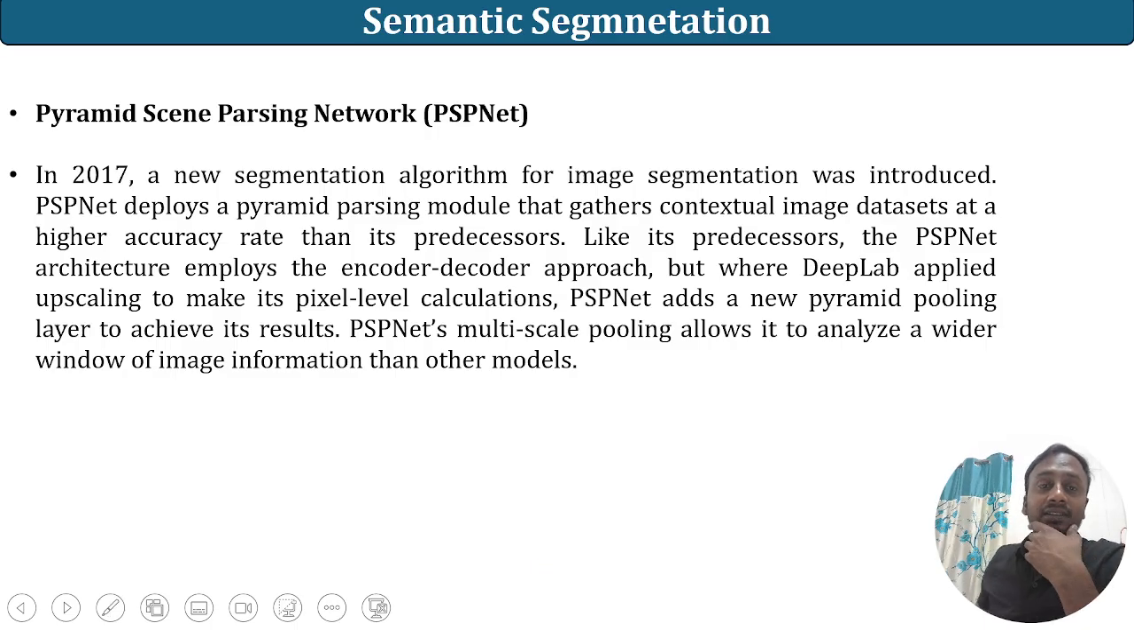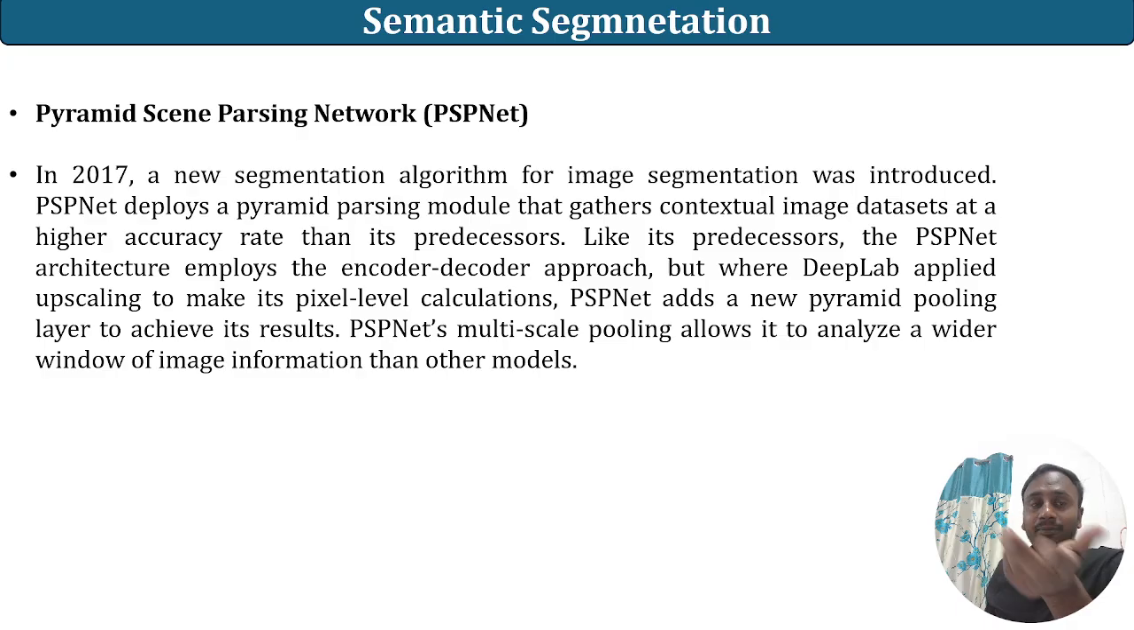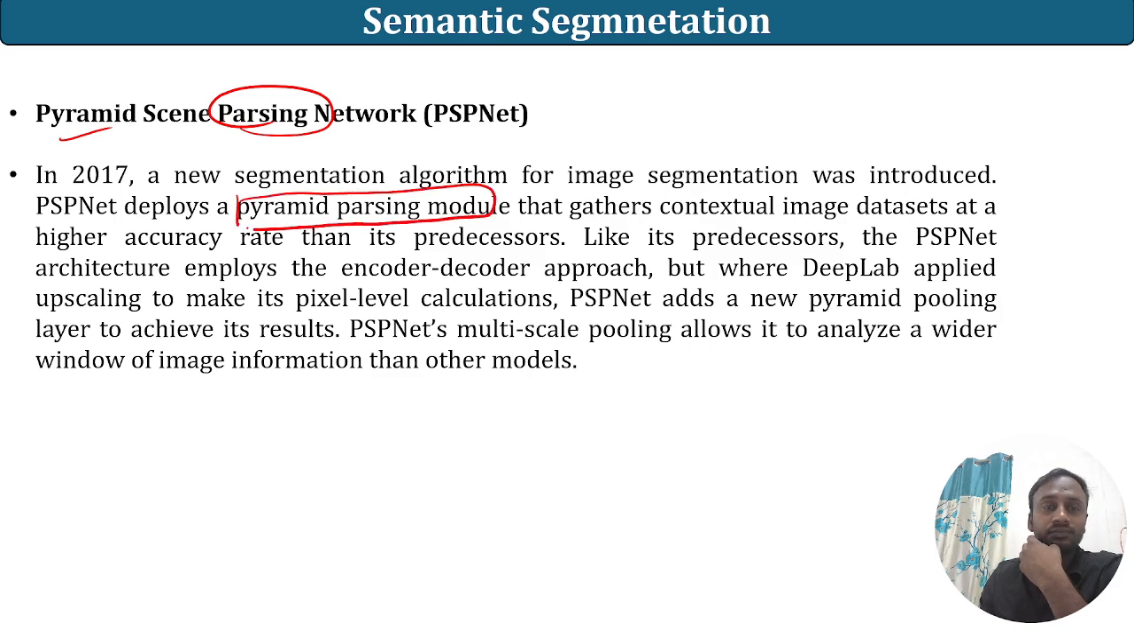Then one more we have is the pyramid scene parsing network. By the name itself, there is a pyramid, and parsing is something like differentiating. So a new segmentation algorithm was introduced. It's the pyramid parsing model, and it achieves a higher accuracy rate than its predecessor. What they will do is gather contextual image information at a higher accuracy rate than the previous one. So, like its predecessor, PSPNet employs the encoder-decoder approach.